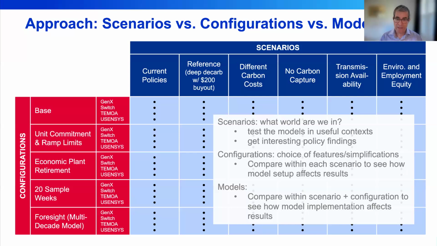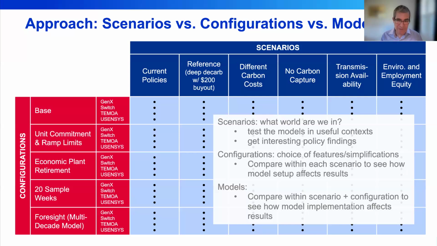decarbonization scenario, where essentially you need to get above 90% emission reductions from day one, but you have a $200 buyout. So it's roughly just a $200 carbon cost kind of scenario. And then a bunch of other scenarios that are deviations from that, that you might use to study particular policy questions that are of interest.